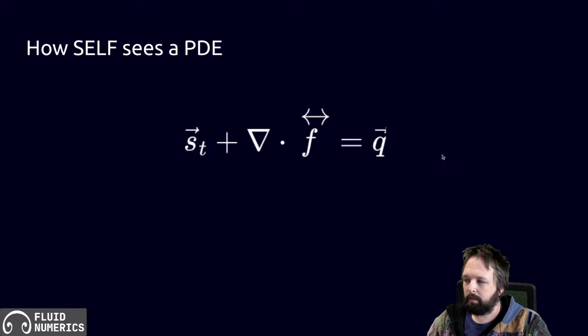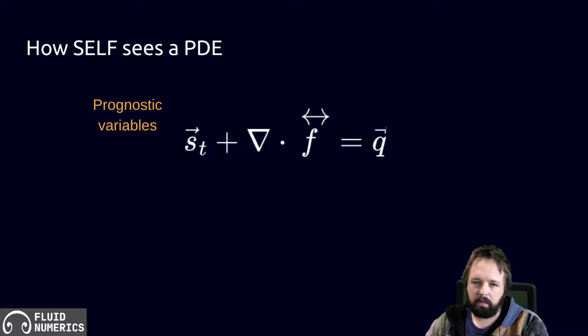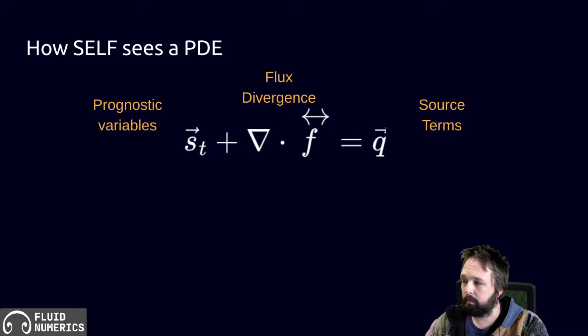So what I'm going to do is do a bit of a refresher, or if you have not been tuning into these, this should get you on the same page as everyone else here. The way SELF, the spectral element library in Fortran, sees a partial differential equation is as a generic conservation law. The time rate of change of some prognostic variables is going to change as a function of the divergence of a conservative flux and some non-conservative source terms.